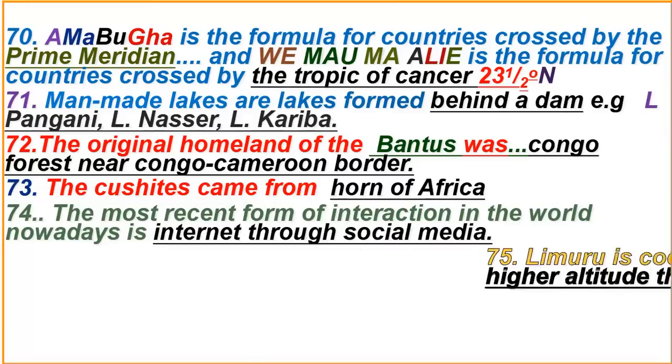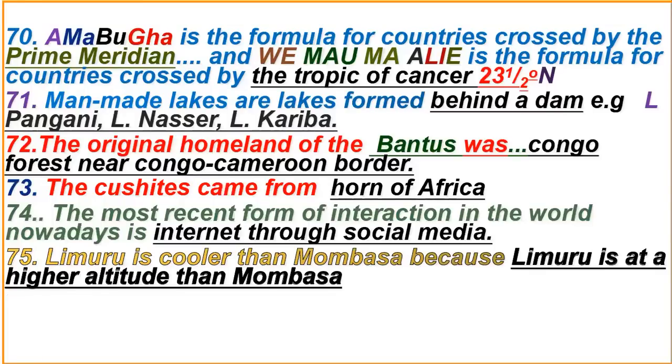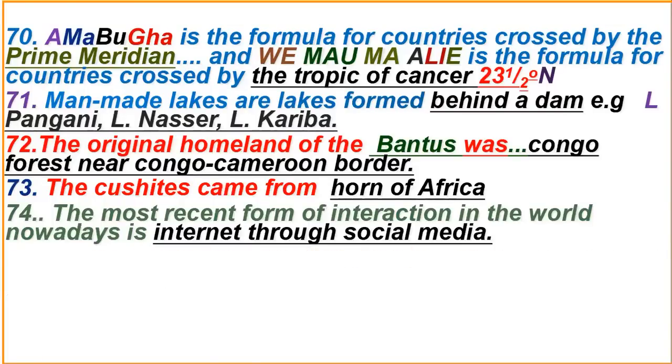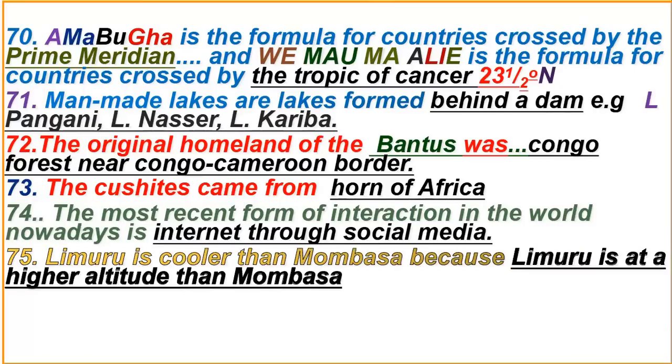Number 75. Limuru is cooler than Mombasa. Why? Because Limuru is at a higher altitude than Mombasa. We say the higher you go, the cooler it becomes. The lower you go, the hotter it gets. So Limuru is at a higher altitude than Mombasa. That's why Limuru is cooler than Mombasa.